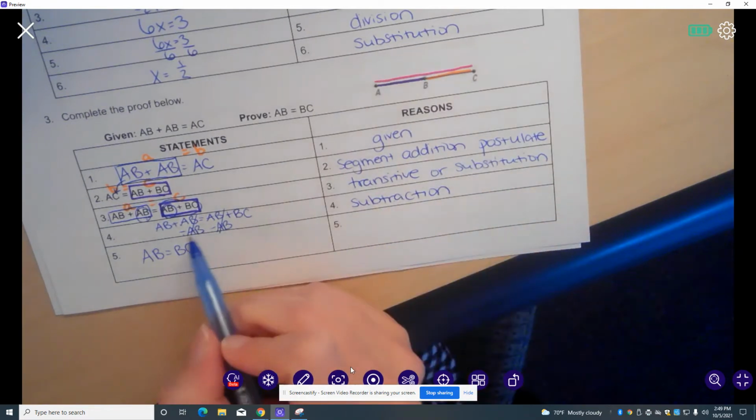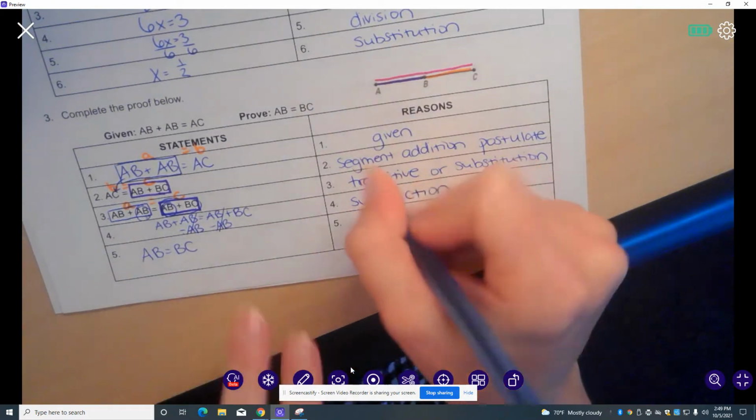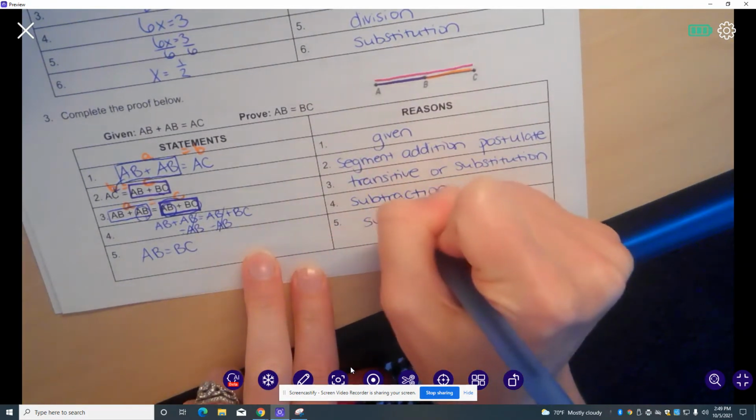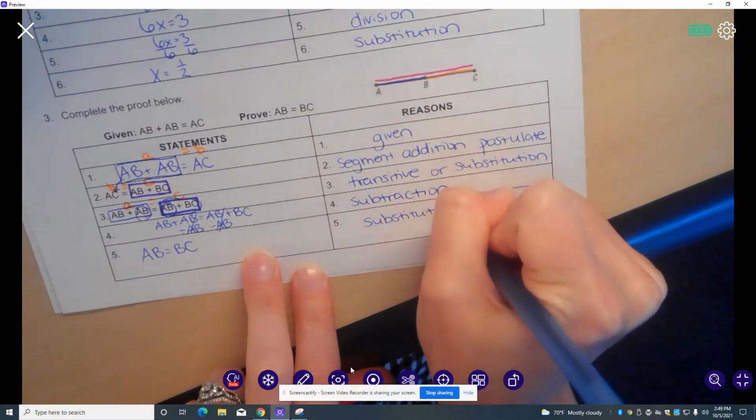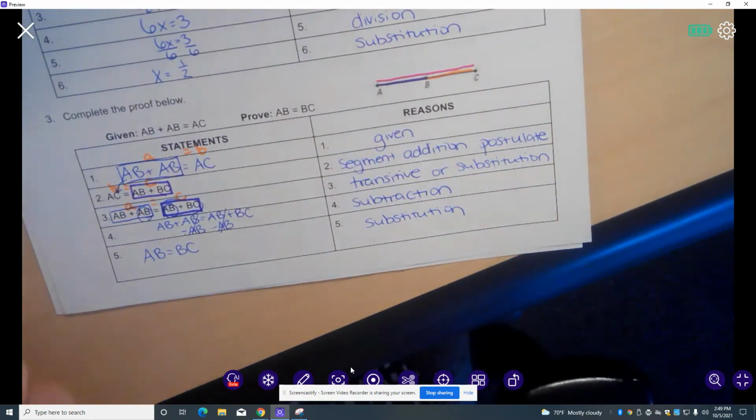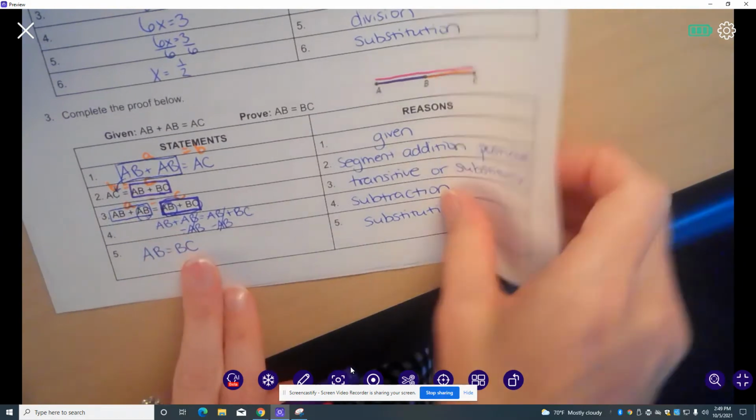After we do our subtraction and we cancel and simplify, remember that is the substitution property. Here we're going to go on to number 4.